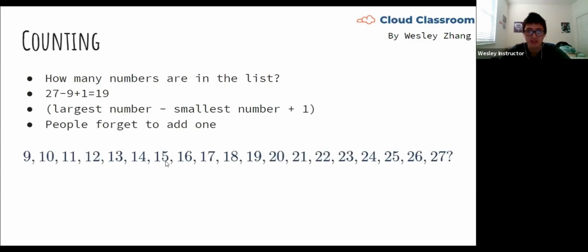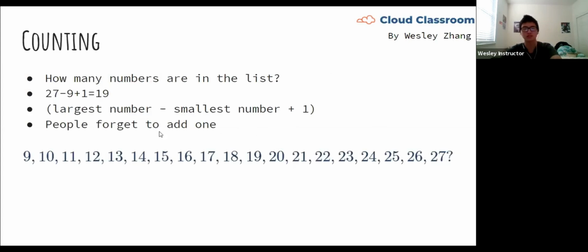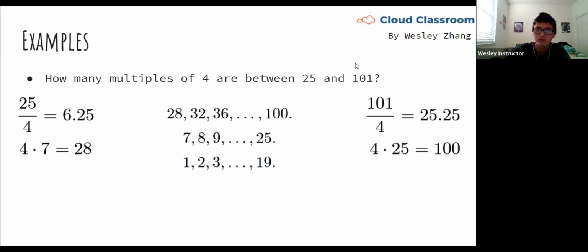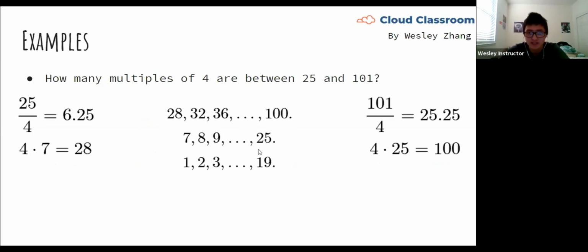Well, this list, 7 to 25, we can just use the formula here. So you subtract the largest number minus the smallest number, and you add one. So 25 minus 7, that is 18. 18 plus 1 is 19. So there are 19 numbers in this list. And if you subtract 6 from each number and make the smallest number 1, we can see here that there's clearly 19 numbers in this list.